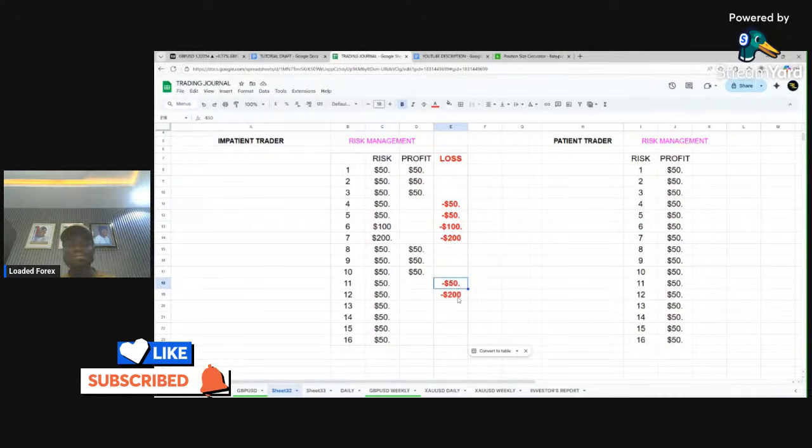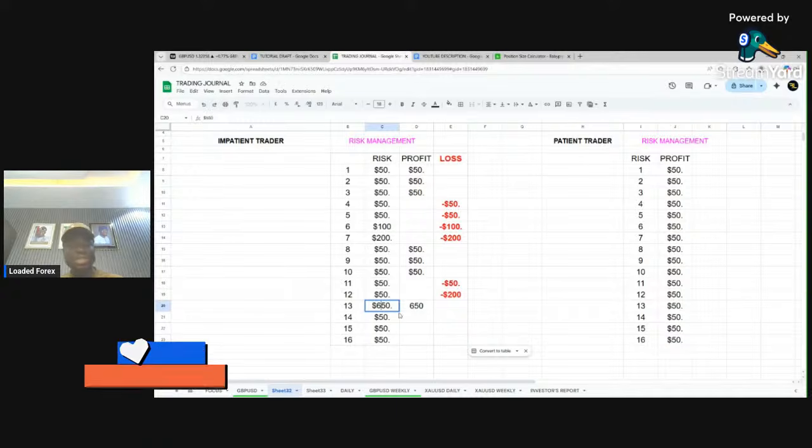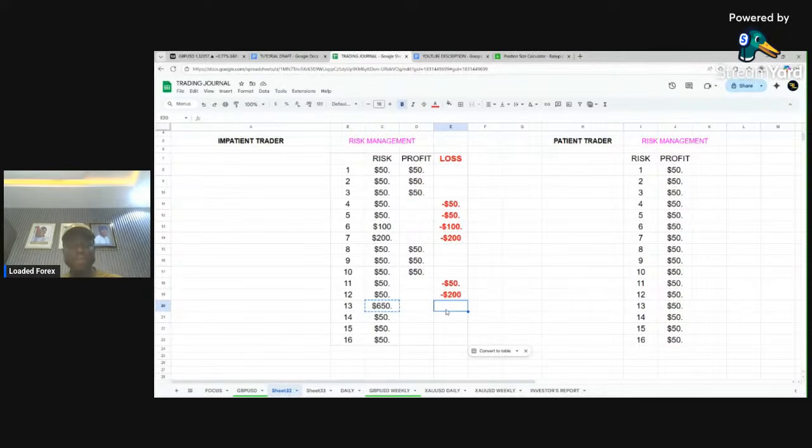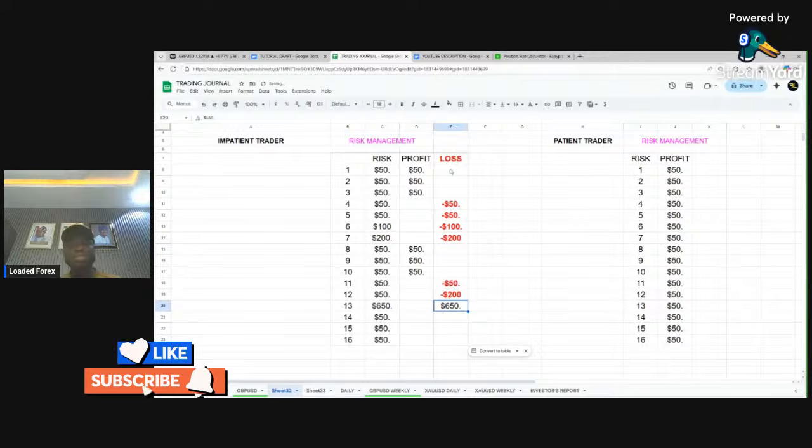Then this $650. Then why can't you risk the $650 on this trade? Risk the whole $650 on this trade, and recover all the losses at once. Then unfortunately, a bad market happened to him. Then he lost it. Trust me, this trader will be destabilized.